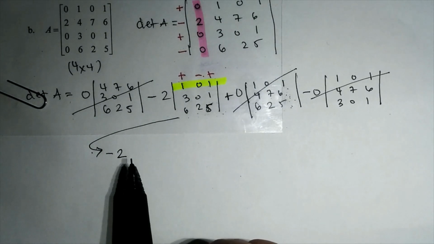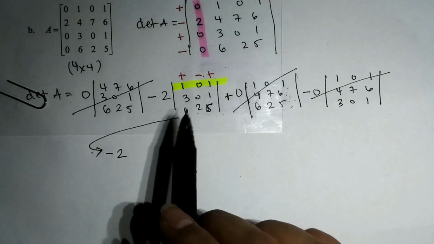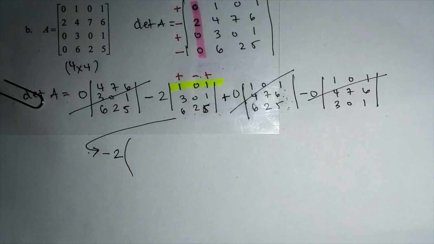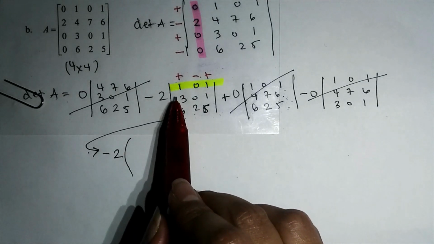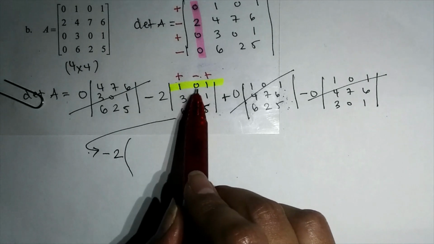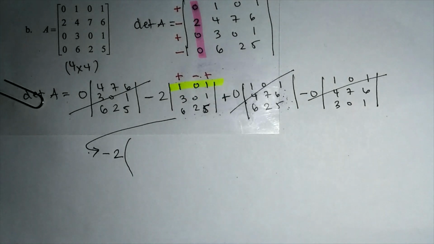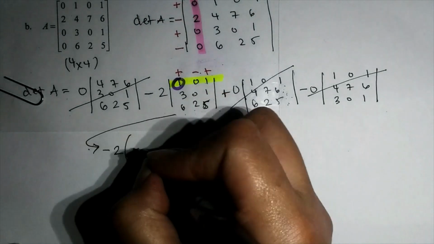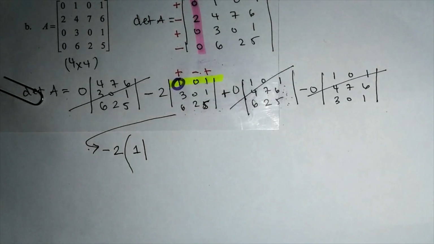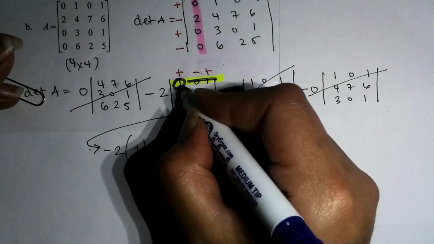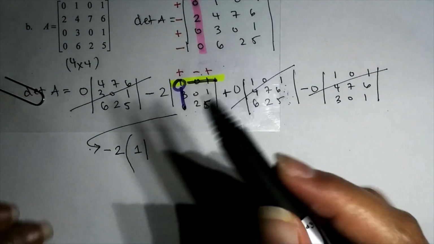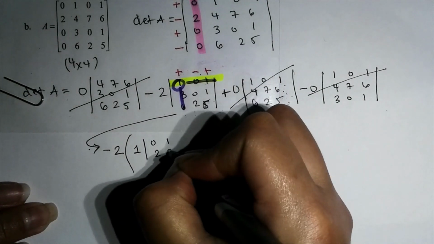So we have -2 times the determinant formed by this 3 by 3 matrix. Let me put an open parenthesis. If we expand the first row, that's going to give us plus 1 times something, minus 0 times something, plus 1 times something. The first element is 1, and we multiply it by the determinant formed by the leftover elements. Remember, we cross out the row and column, and that leaves us with the following 2 by 2 matrix: 0 1, 2 5.